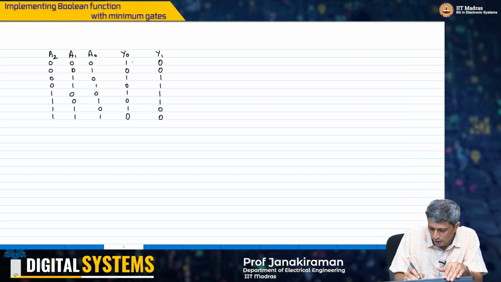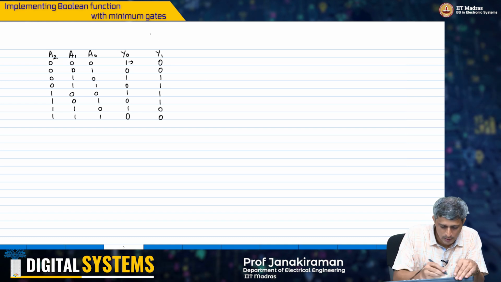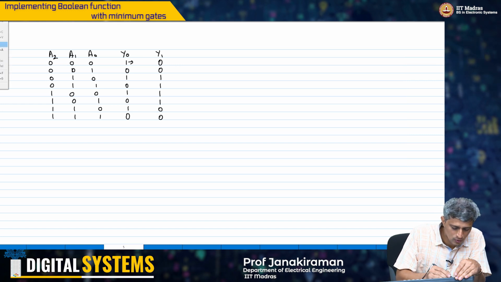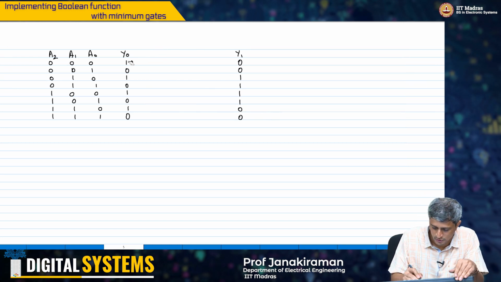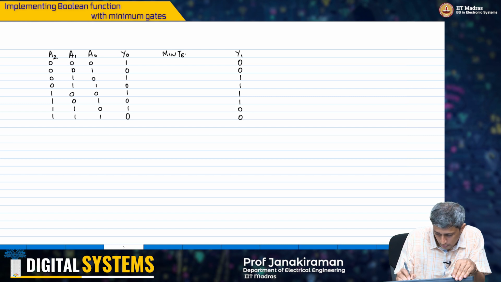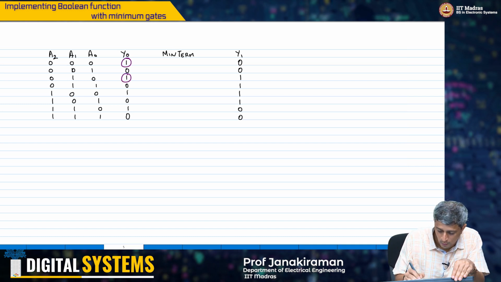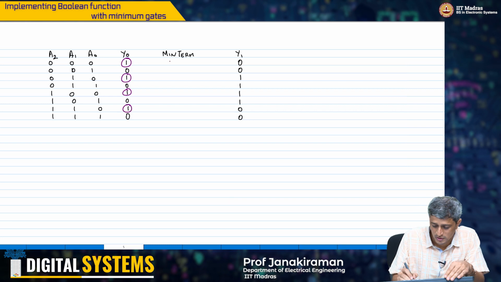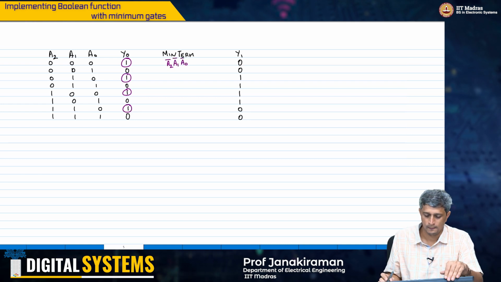The exercise here: let me move this to the right a little bit so that I have space. So what is my minterm that I am going to write here? We are going to write the minterms only for the ones. So what is this? This is basically A2 bar, A1 bar, A0 bar.